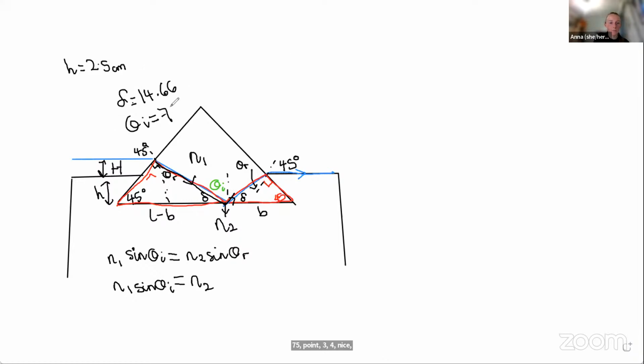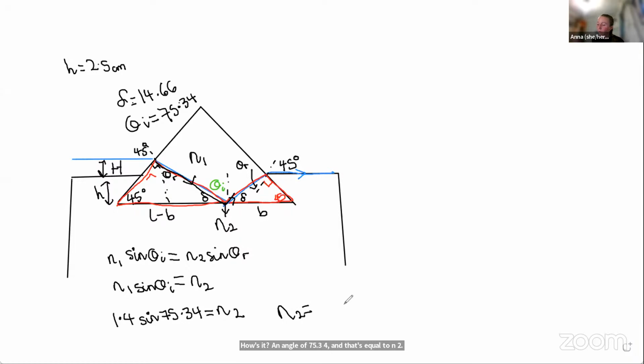So once you've scrambled through the wording on this question, this one's slightly more straightforward because this N2 is what we want to find. And we know that N1 is 1.4. And we know that the path it takes has it at an angle of 75.34. And that's equal to N2. So hopefully we then find that N2, which is the maximum refractive index of the fluid, is 1.35.